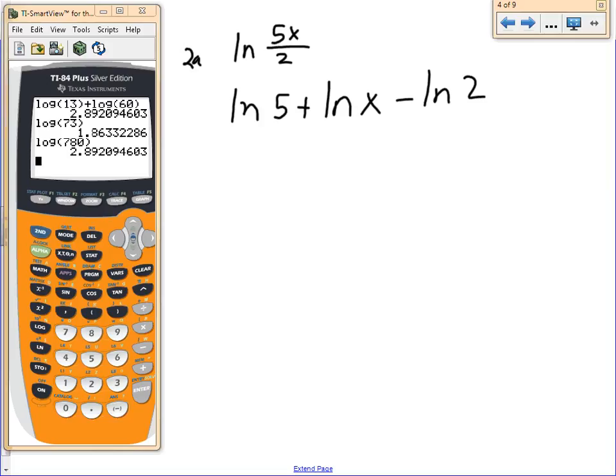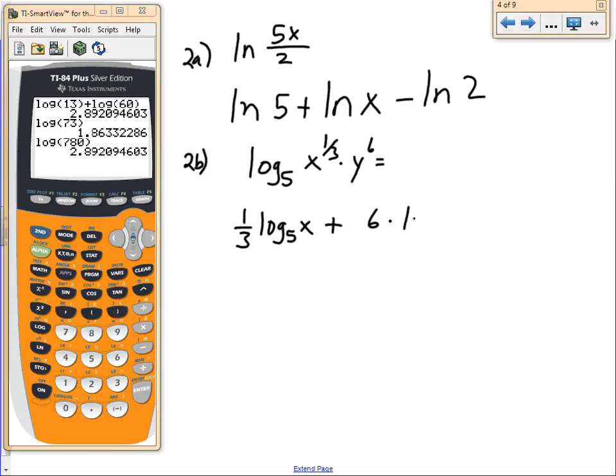We're going to have to go down in front with the 1/3 right here on b. So 2b. It says log base 5 of x to the 1/3 power. That root is going to go down in front times y to the 6th. So if I'm going to expand this out, this is going down in front. So 1/3 log base 5 of x plus 6 times log of y.